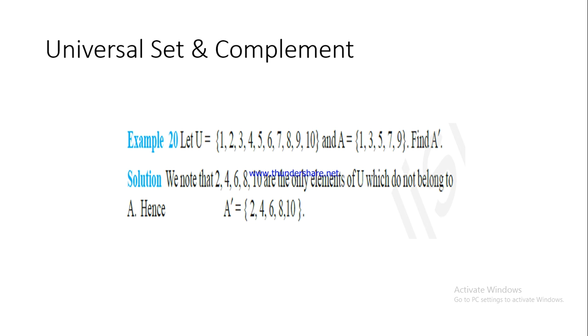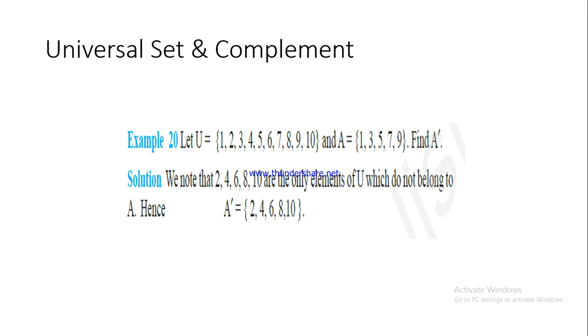Now let us attempt a question to understand this better. I have taken it up from the NCERT book. Let the universal set be equal to 1 to 10: 1, 2, 3, 4, 5, 6, 7, 8, 9, 10. This is the roster or the tabular form. Again, a set A has been given which has 5 elements, all of them odd digits: 1, 3, 5, 7 and 9. What will be A dash? So A dash, again A dash means the A complement.